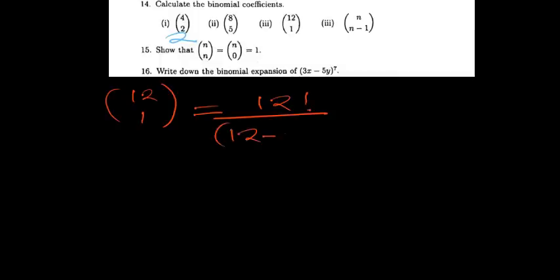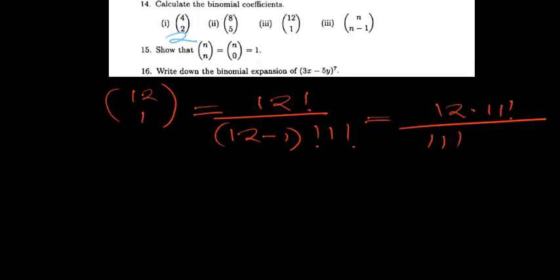I'm ready to explain that when you have 12 combination 1, or any number combination 1, the result is just the number itself. So obviously the answer is 12. So 12 factorial over (12 minus 1) factorial, and then 1 factorial. So we just have 12 factorial, which is 12 times 11 factorial, because on the denominator, 12 minus 1 is 11. So we end up with just 12 itself.